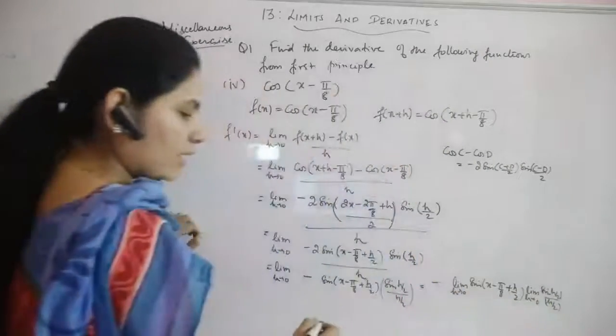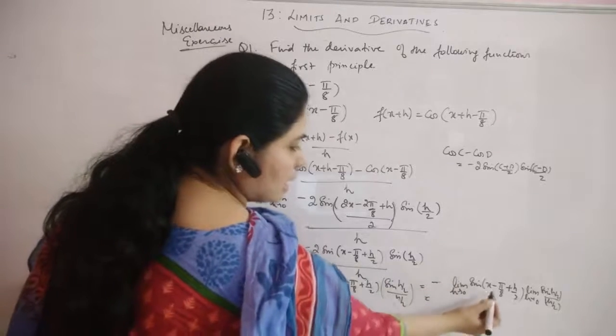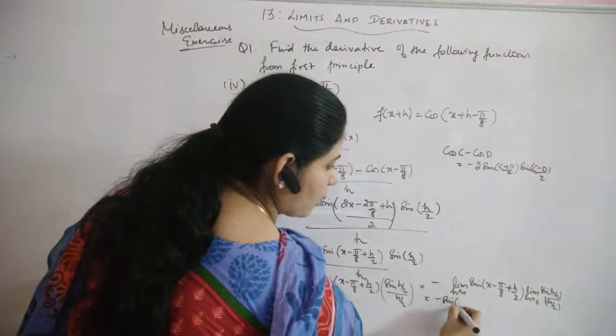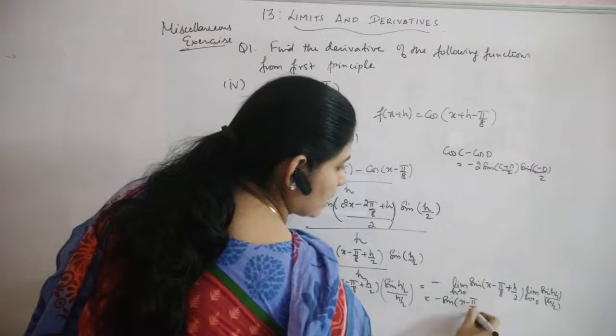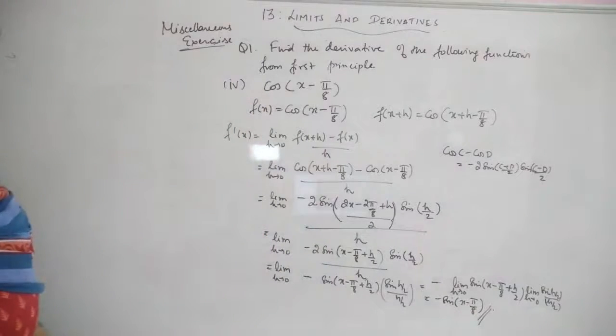So that will become 1 and you will be left with only this term, and here again you will replace h with 0, so that this will give you minus sine of x minus pi by 8 plus 0, that is minus sine of x minus pi by 8.